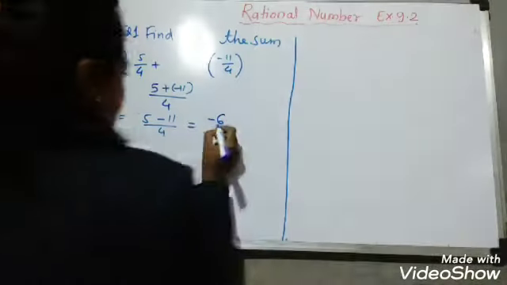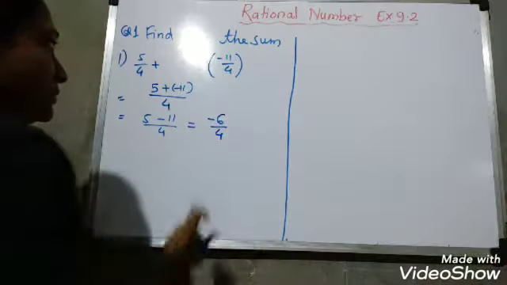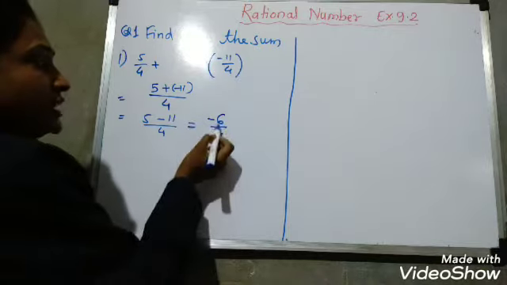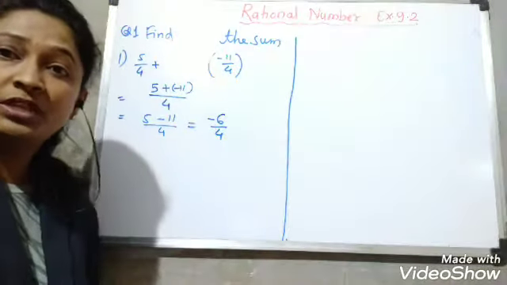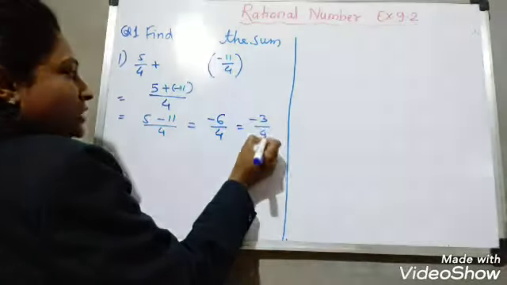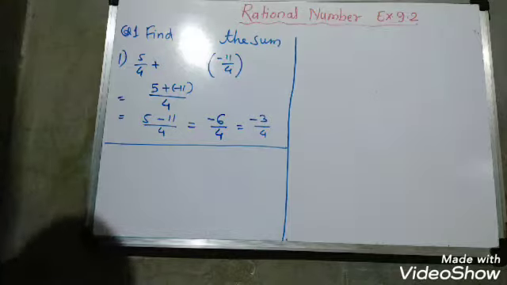So 6 upon 4. And now see, we can simplify also. Simplify means we will write it in the simplest form or standard form. See, 6 and 4 are both in the table of 2, so we can divide by 2. 2 threes are 6 and 2 twos are 4. So your answer is minus 3 upon 4.